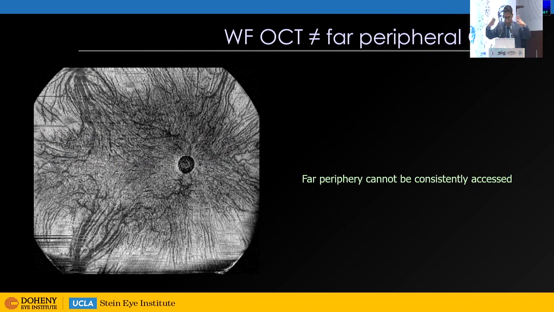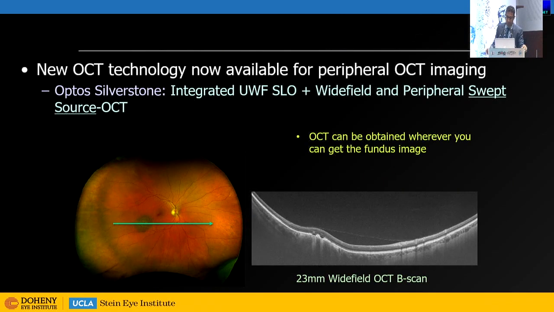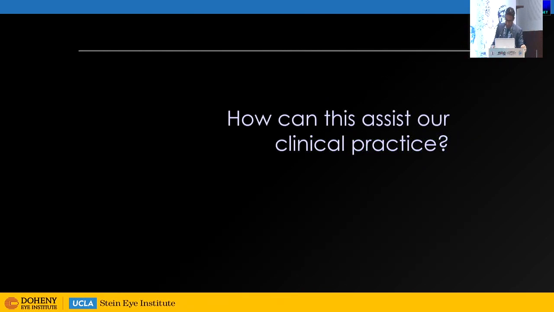Wide field OCT just talks about how big the scan is. Over 20 millimeters, many people would say that's going to be a wide field OCT, but that's not a peripheral OCT. Peripheral OCT means you're actually imaging the far periphery. So it's an example. You can do wide field OCT with the Silverstone, obviously, but we're talking about actually doing peripheral OCT imaging and how that can help us.